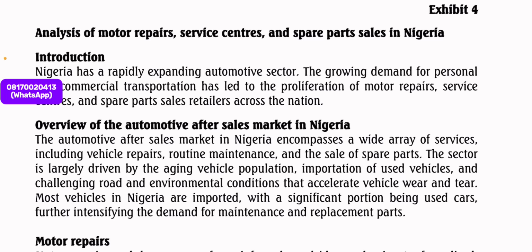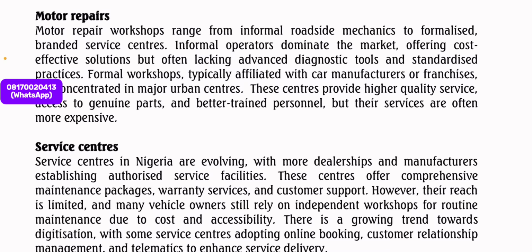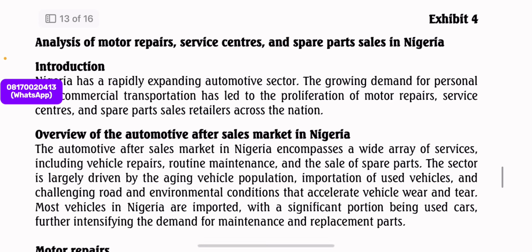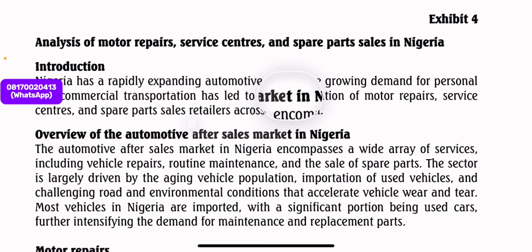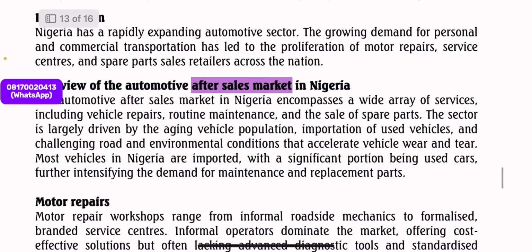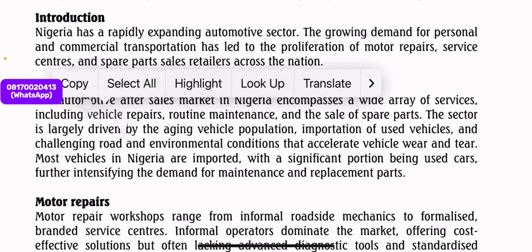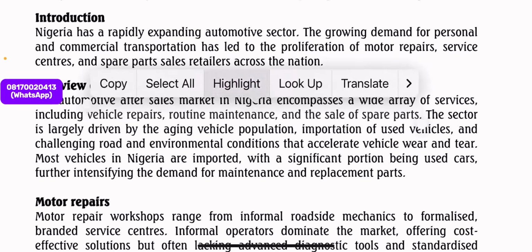All right, so in this case now, Nigeria is rapidly expanding, and we have talked about how people need spare parts, and it gave us an overview of the spare parts market. Then they broke down the motor repairs, the after sales market in Nigeria. They gave us an overview, and they said that the after sales market actually includes a variety of services. We have vehicle repairs, routine maintenance, spare parts, and all of that. So they now broke it down for us.